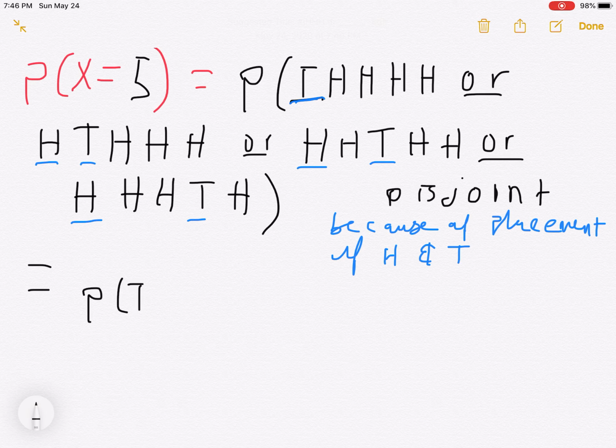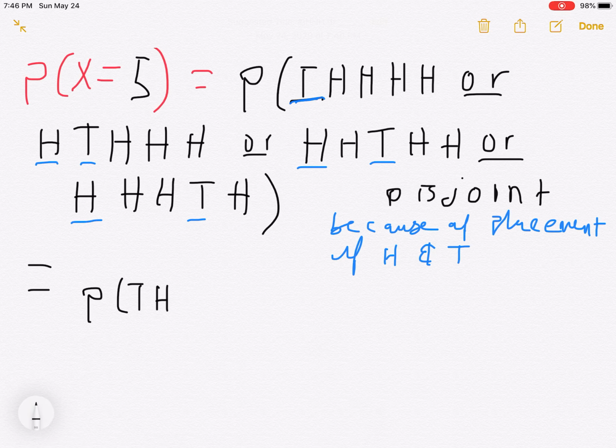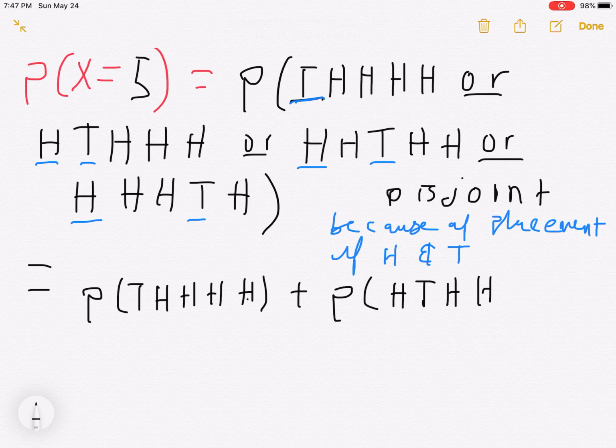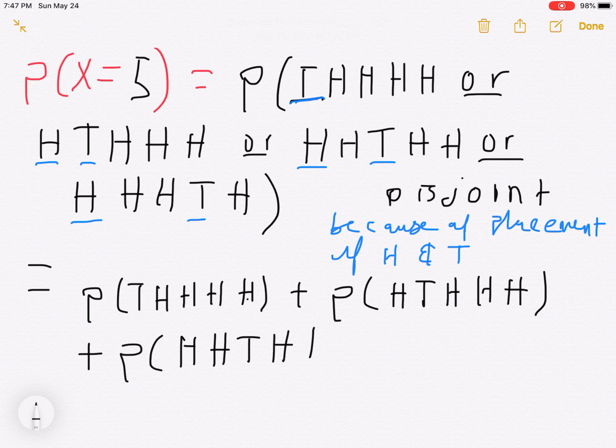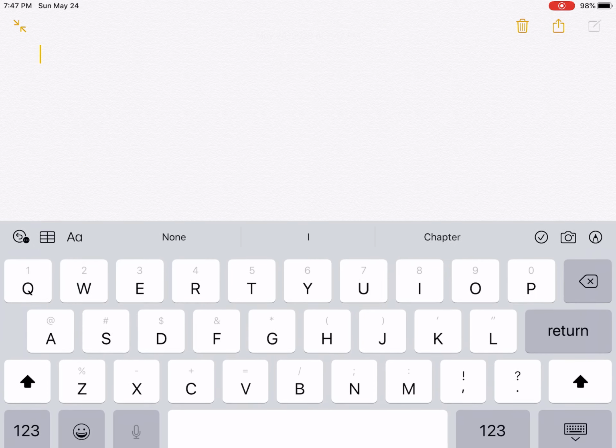So we're going to have probability of tails times probability of, excuse me, I'm getting ahead of myself. Probability of tails, then heads, plus probability of heads, tails, heads. Then another head, plus probability of heads, tails, heads, plus probability of heads, tails, heads. And I am so glad that I chose to do x equals 5 and not x equals 6 here.